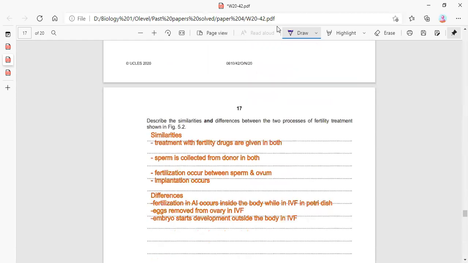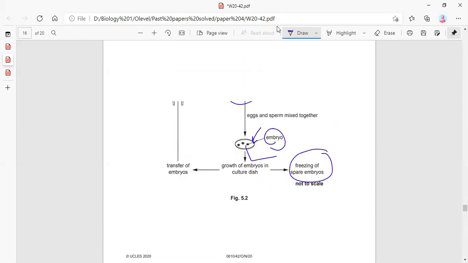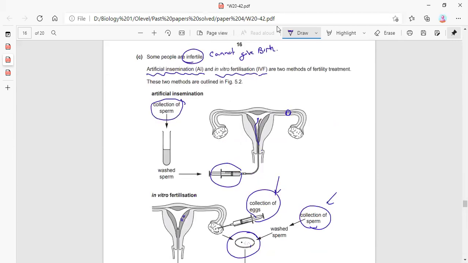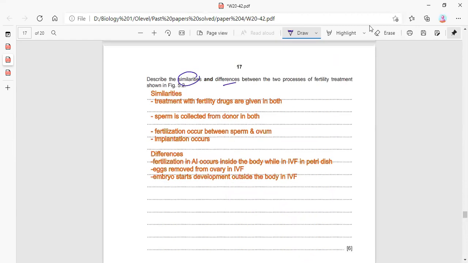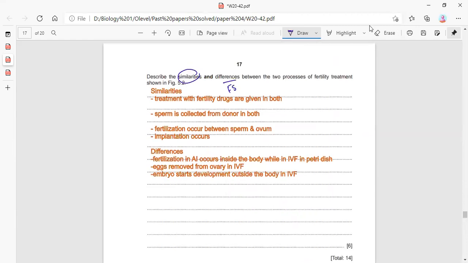السؤال بقى describe the similarities and the differences between the two processes. The similarities first, then differences. أولا in both treatments لازم قبل ما يبدأوا ياخدوا fertility drugs. إيه هي ال fertility drugs؟ ال FSH and ال LH.